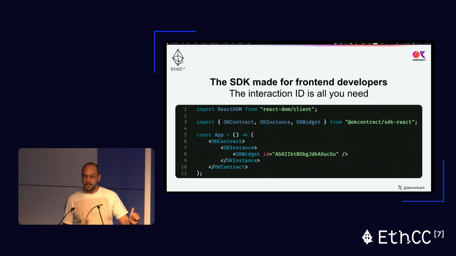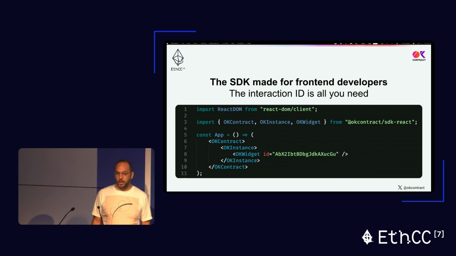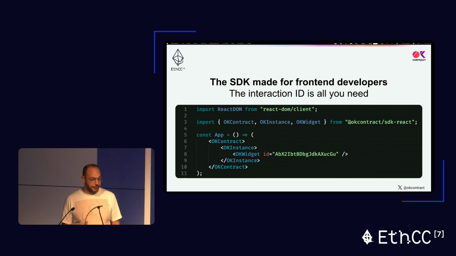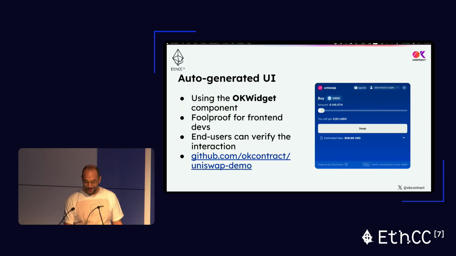We just use OKcontract, a global class which manages the wallet connection and the RPC connections, OKinstance, one per page, which basically holds a cache of the values, so we speed up the navigation, and OKWidget, which is a React component, which basically takes one ID, the ID of the specification of the interaction, and renders something. That's the something. The something is a fully auto-generated UI, which is foolproof for front-end developers. It's just 6 lines of code.